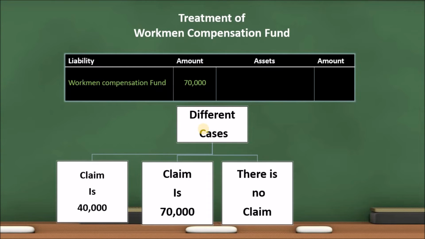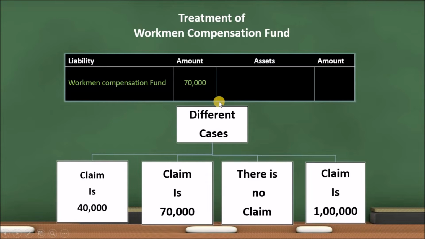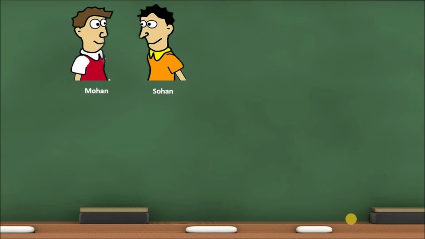The third case is when there is no claim and there is no liability on account of workmen compensation and there is a fund in the balance sheet. And the fourth is when the claim is 1 lakh, and if you can see, the fund is 70,000 but the claim is 1 lakh. So even the claim amount can be more than the fund available.